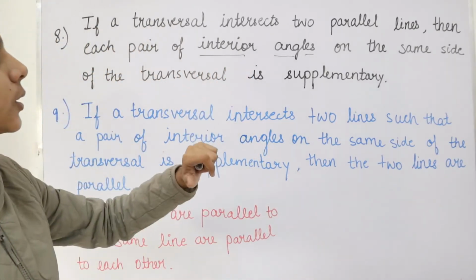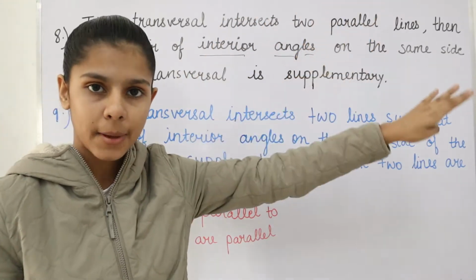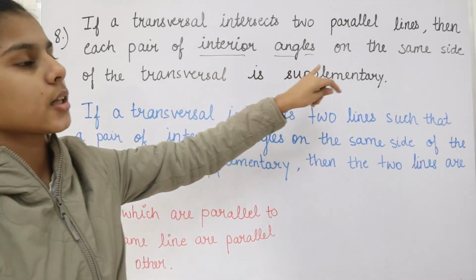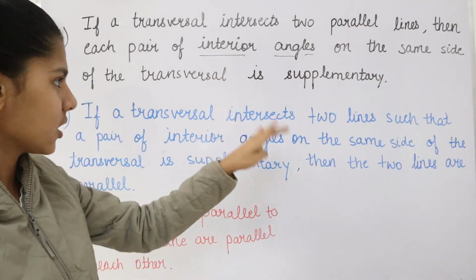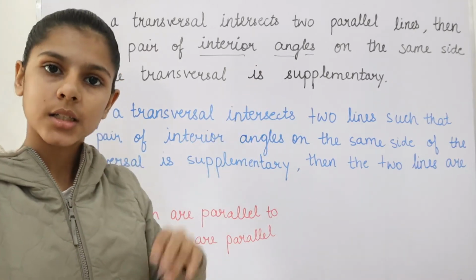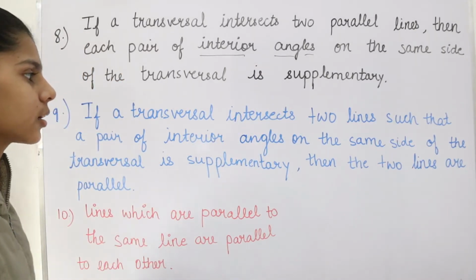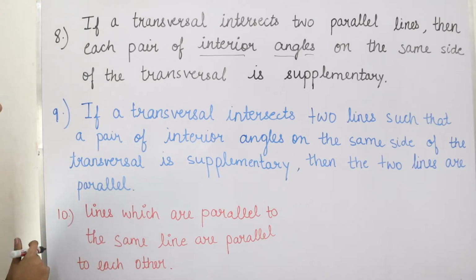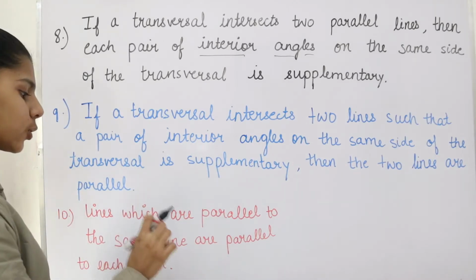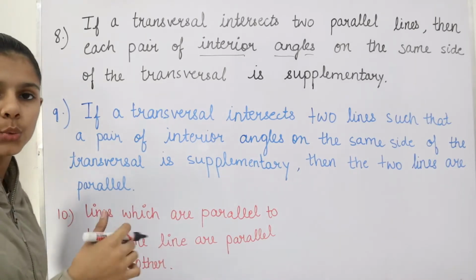And in the previous rule they are saying that already the lines are parallel, then the interior angles on the same side will be supplementary. These two rules are very similar, just written in reversed manner. The 10th rule is, lines which are parallel to the same line are parallel to each other.